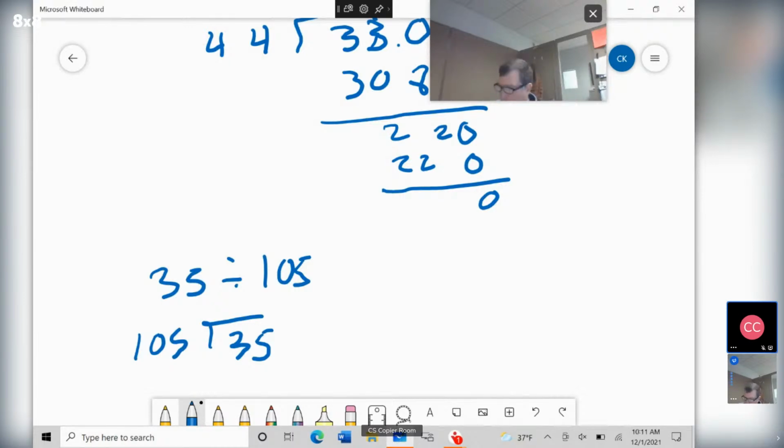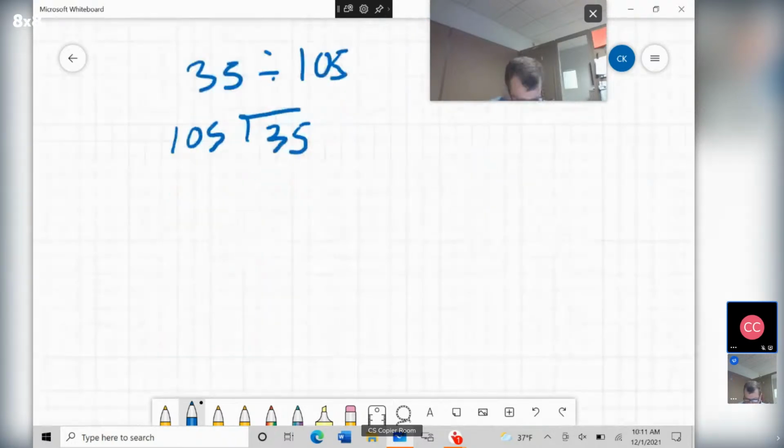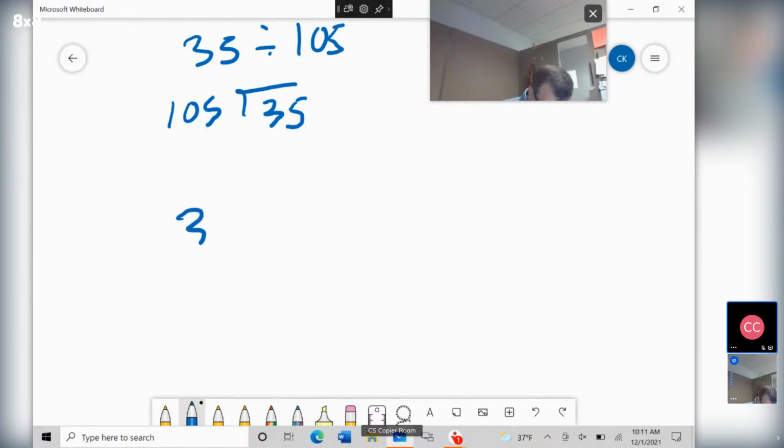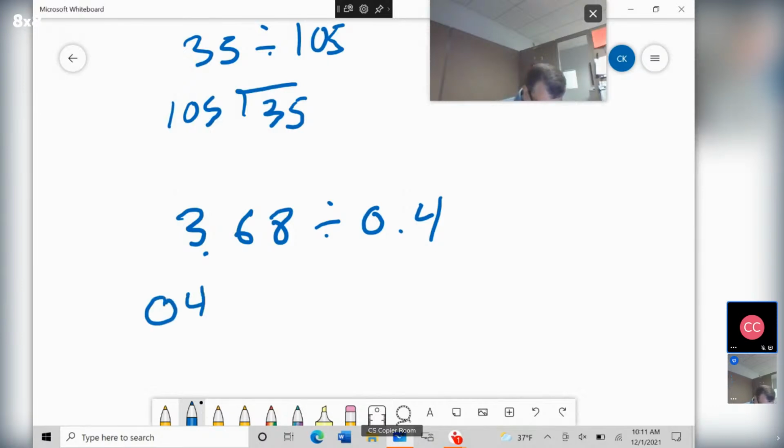Okay, so what I want to do now is show you when you actually have a number with a decimal in it, and we'll continue to work on these. So if we got 3.68 divided by 0.4, what this would mean is the second number goes on the outside, so 0.4 divided by 3.68. What we can't do is divide with a decimal in there.